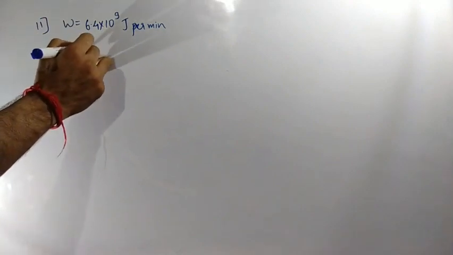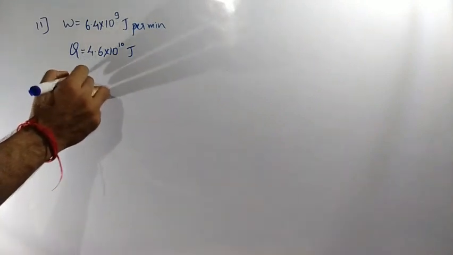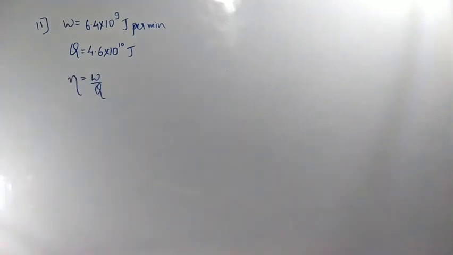And next they are telling that it draws 4.6 into 10 to the power of 10 of heat per minute from its boiler. This is our Q value, which is nothing but 4.6 into 10 to the power of 10 joules. So what they are asking is the efficiency and the amount of heat wasted. Efficiency is nothing but simply W divided by Q, the output work divided by the input energy that we had fed.